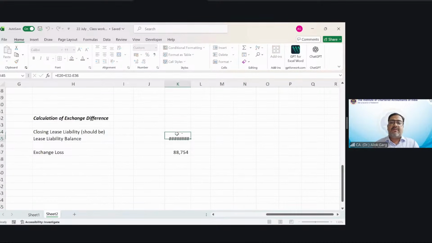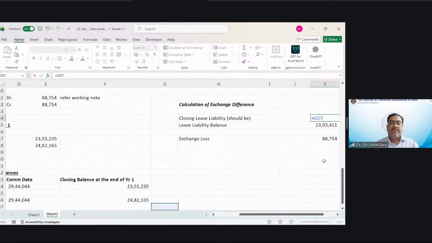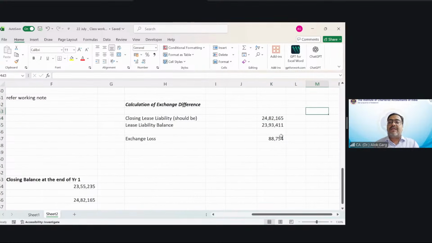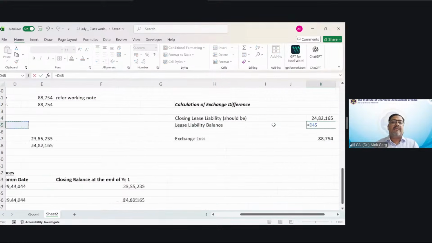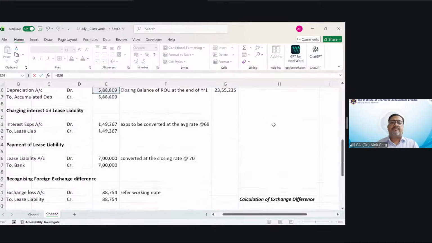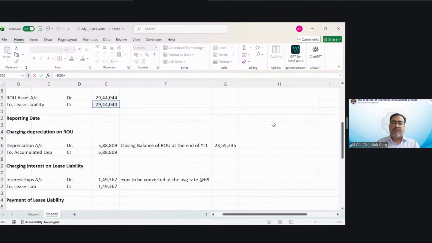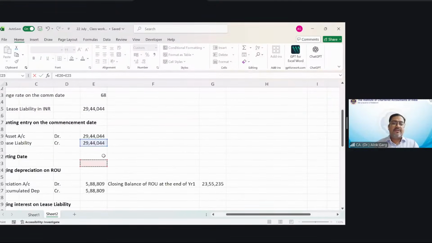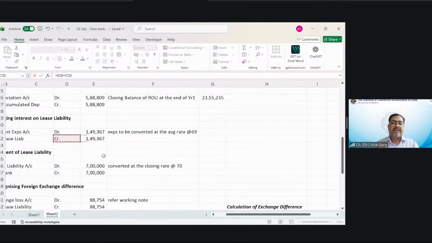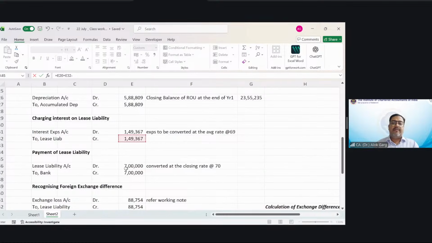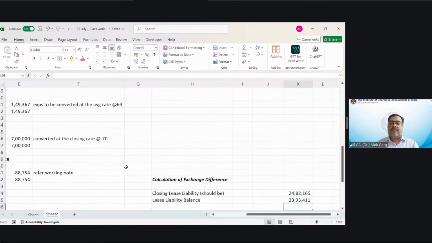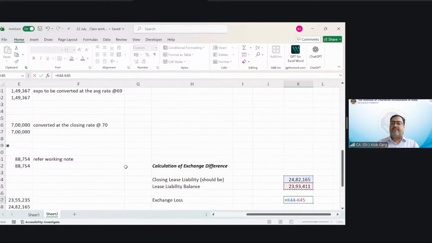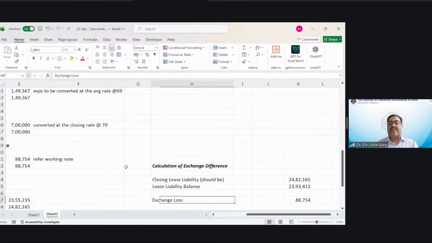So my closing balance, my dear friends, I need to compute my exchange difference. My closing balance should be this much, 2482165. What is my lease liability balance, my dear friends? My lease liability balance is 2944,044 plus I will add interest to my lease liability. The lease liability has been credited, minus I will pay the money. So this will be my exchange loss. My lease liability is higher than the carrying value of the lease liability. This is my exchange loss.